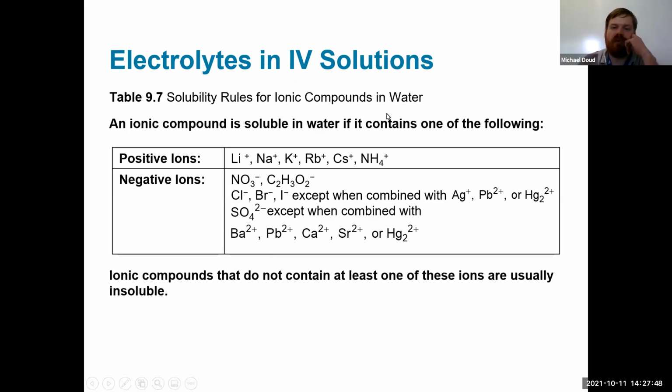So we know that an ionic compound will be soluble in water if it contains one of the following. If the positive ions are lithium, sodium, potassium, rubidium, cesium, or ammonium, or if the negative ions are nitrate or acetate, if they're chloride, bromide, or iodide, except when combined with silver, lead 2, or mercury 1 cations, or sulfate. So sulfate ions are soluble except when combined with barium, lead 2, calcium, strontium, or mercury 1. So if ionic compounds don't contain at least one of these, the ions are insoluble.